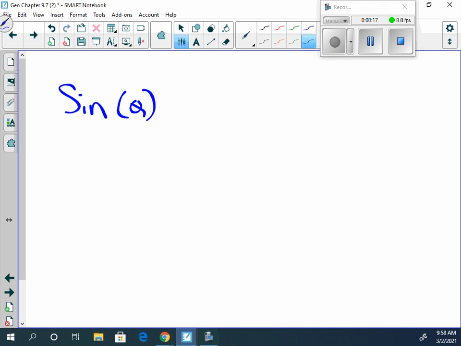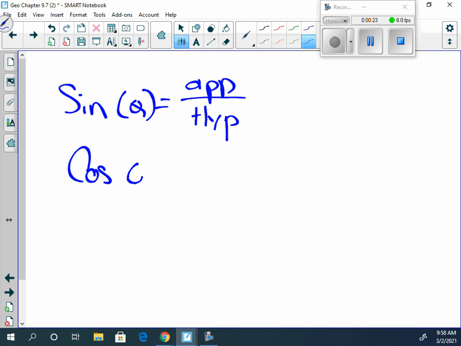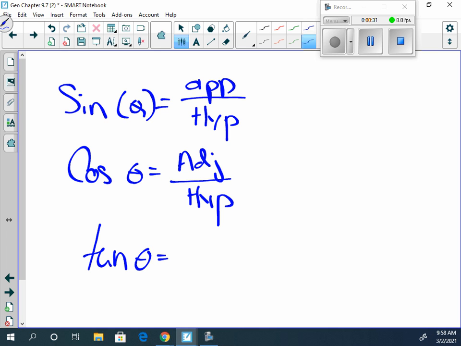sine of theta is equal to opposite over the hypotenuse, and cosine of theta is equal to the adjacent over the hypotenuse, and tangent of theta is equal to opposite over the adjacent. These setups only work if it is a right triangle. One of the angles has to be 90 degrees.